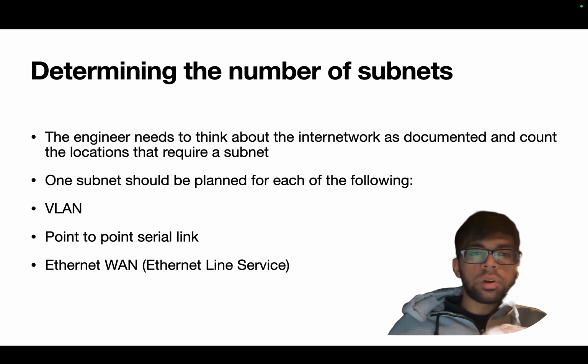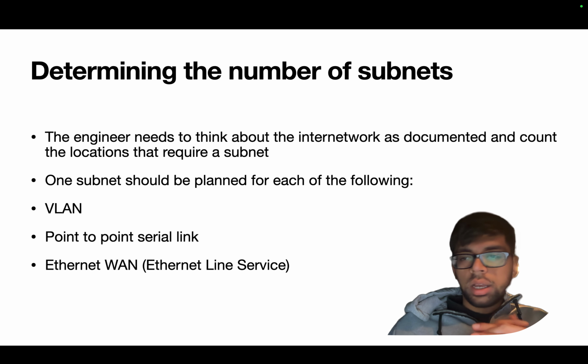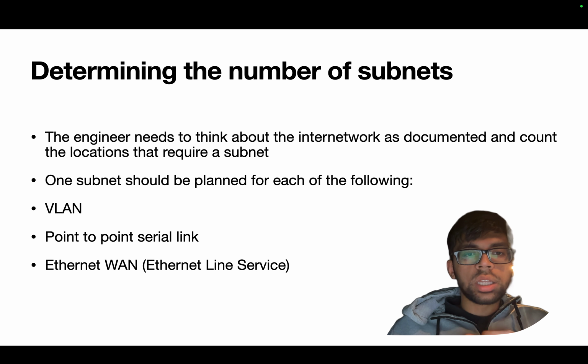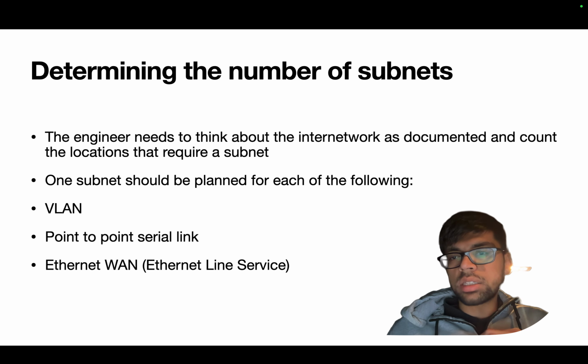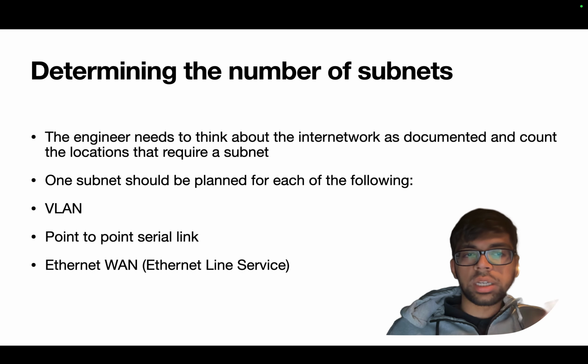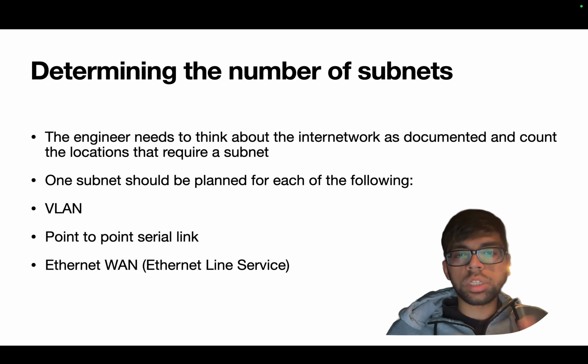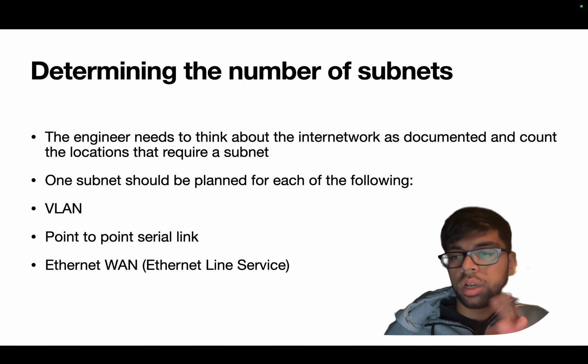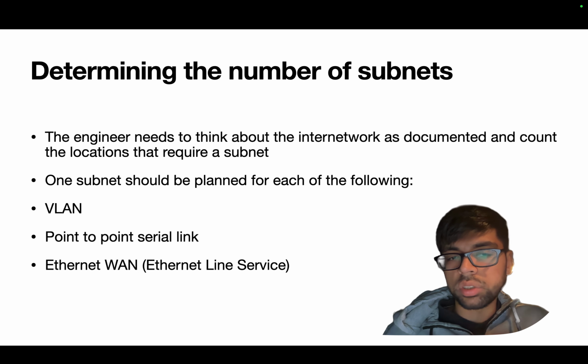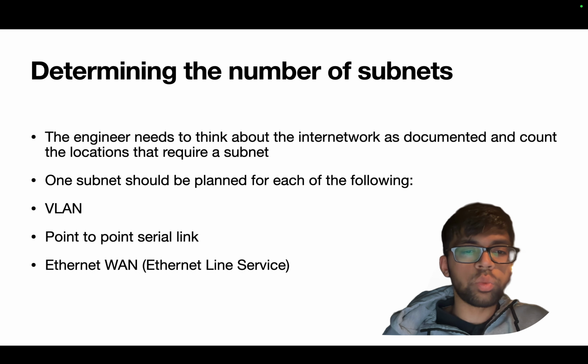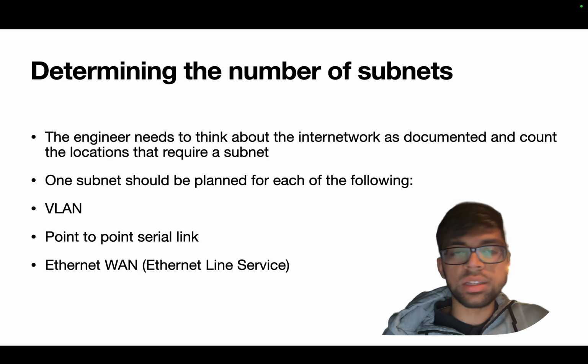Now, determining the number of subnets. When designing a subnet, the engineer will need to think about the internetwork as being documented and count the locations that require subnets. So one subnet should be planned for the VLAN, one for the point-to-point serial link, and one for the Ethernet WAN link, the Ethernet line service. So a subnet should be planned for each VLAN that you have, each point-to-point serial link you have, and each Ethernet WAN link that you have, Ethernet line service.